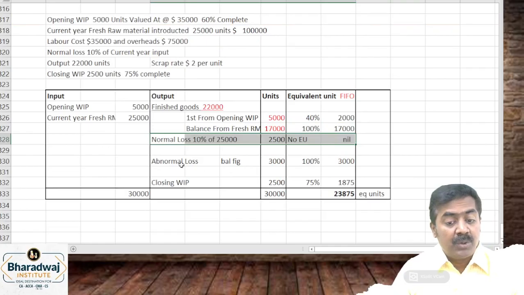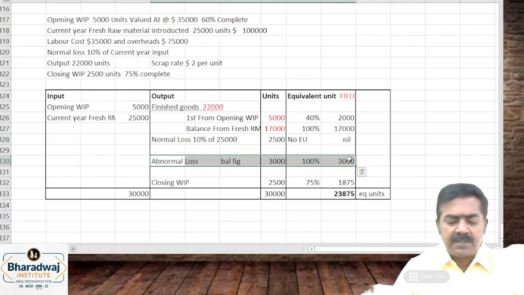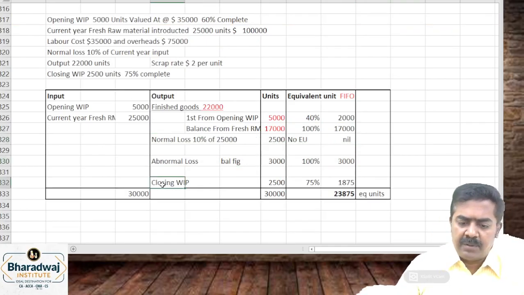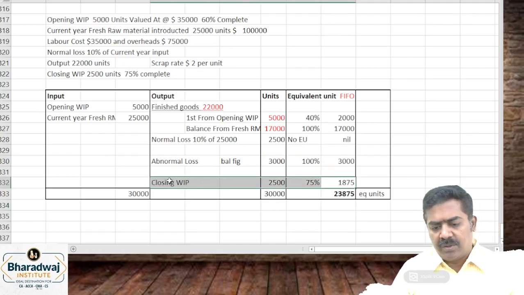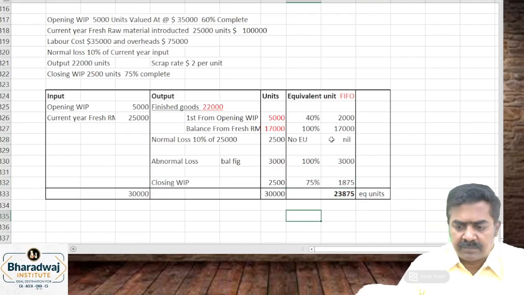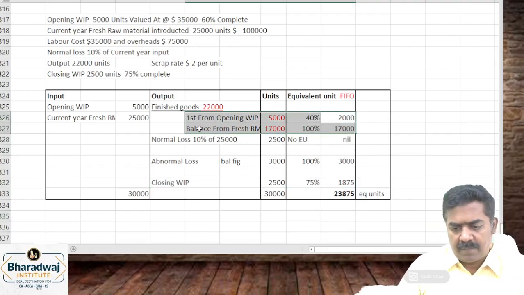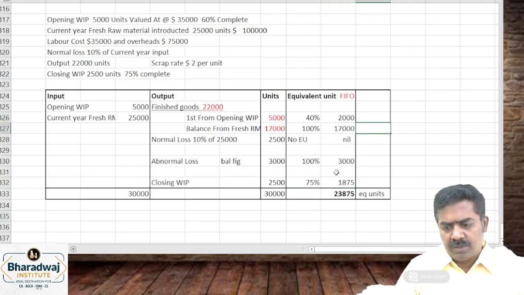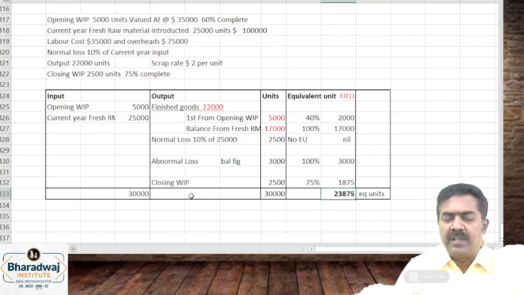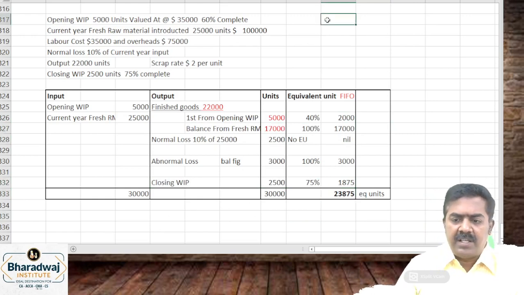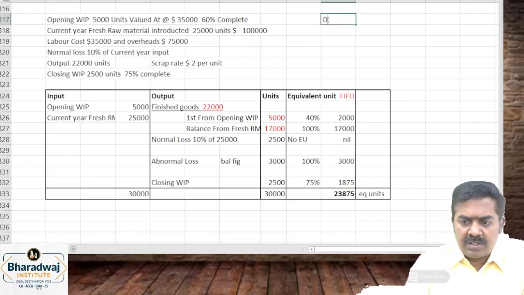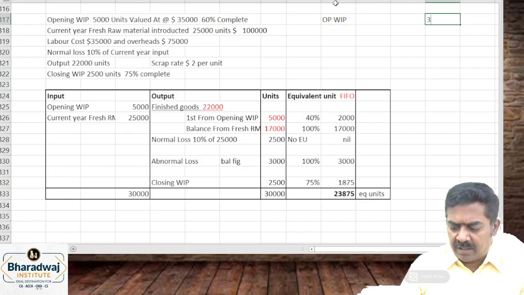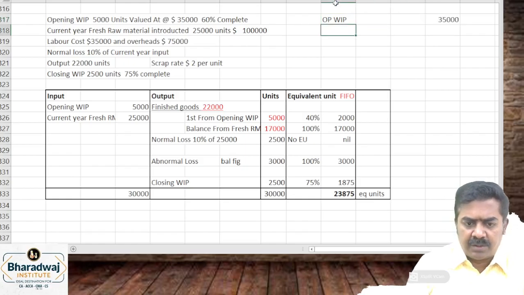Normal loss, no equivalent unit. Abnormal loss, 100% completed units. Closing WIP, okay, so you get 1875. So totally 23,875 equivalent units are there. Now let us see. Now this is a fresh learning for this class. What is the opening WIP? It is valued at 35,000.